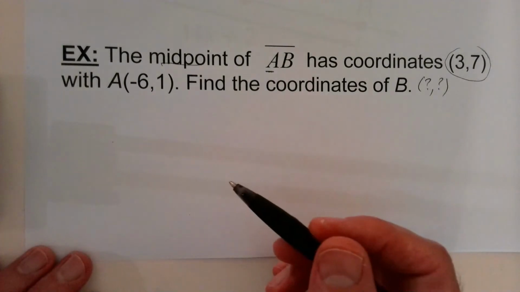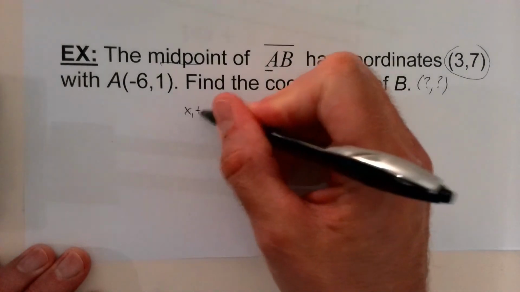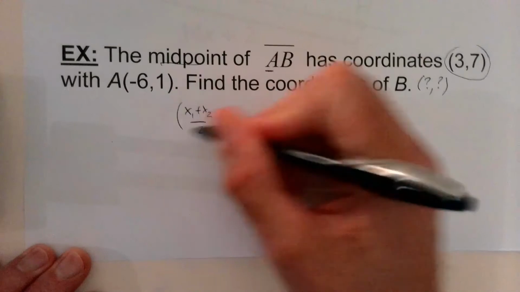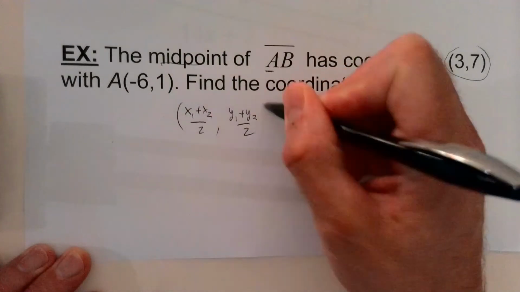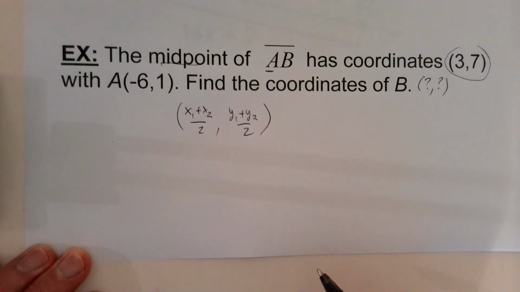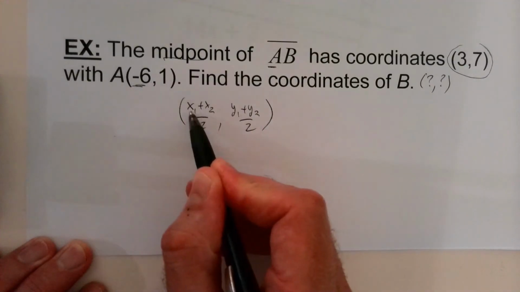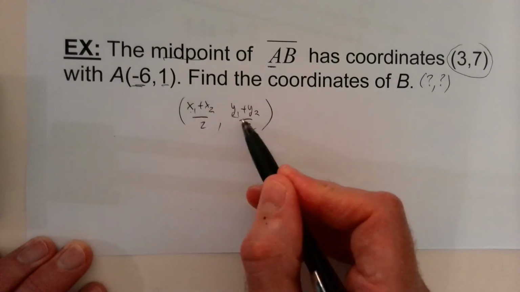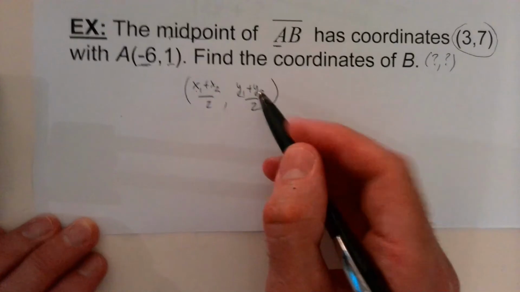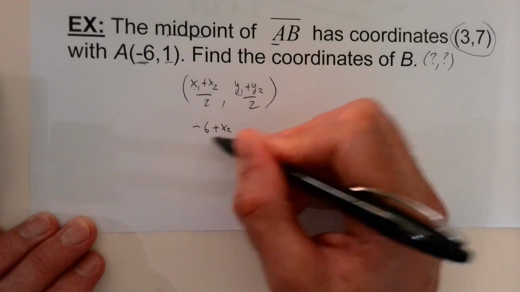The fewer the steps, the less likely it is that you're going to make a mistake. So what I'm going to do is look at my midpoint formula. My midpoint formula is add up x's, divide by 2, add up y's, divide by 2. That's going to give me my midpoint. Okay, so I know my x1 and my y1. I don't know my x2 or y2. I'm going to plug those in. So negative 6 plus x2.